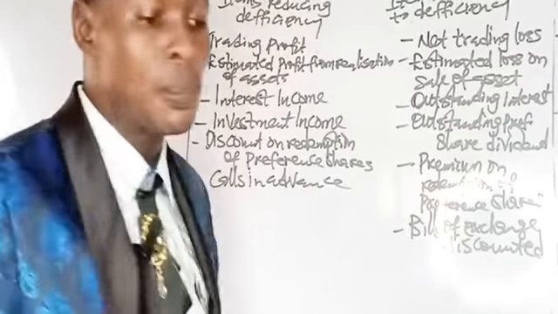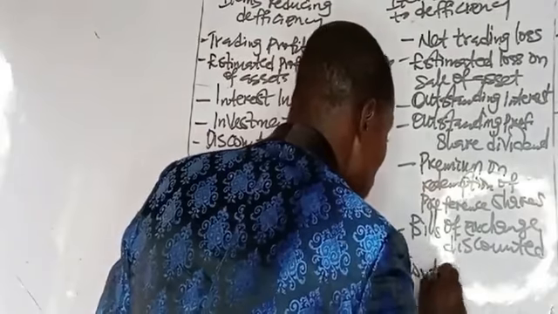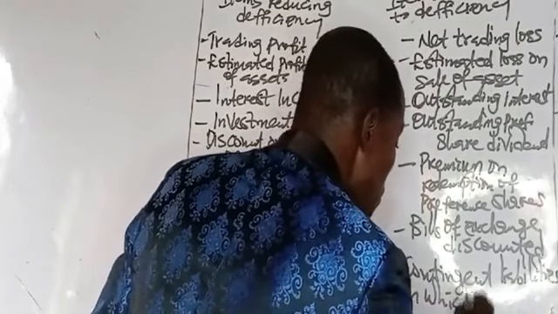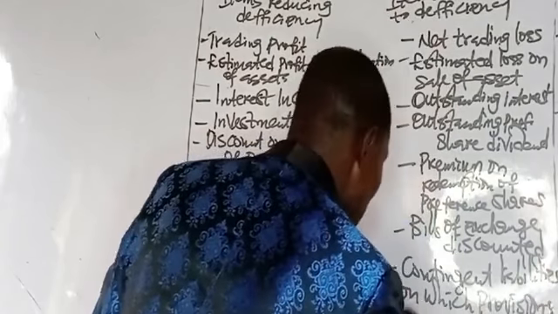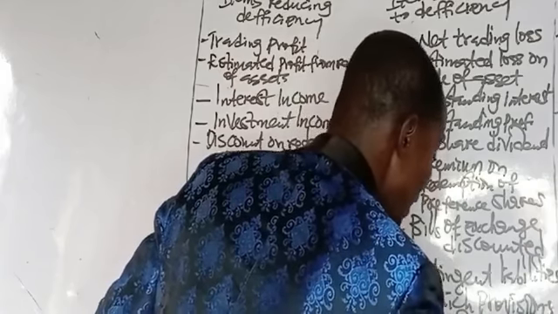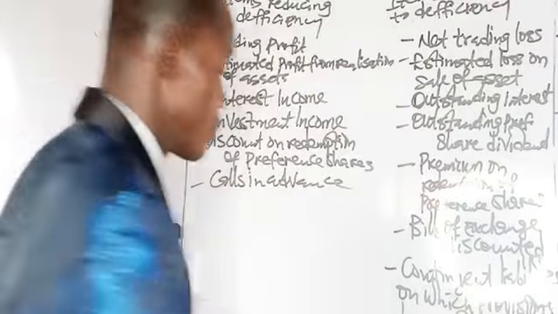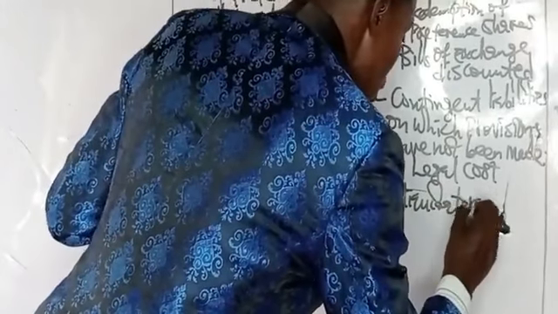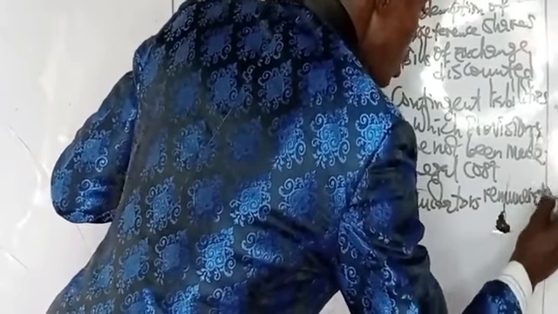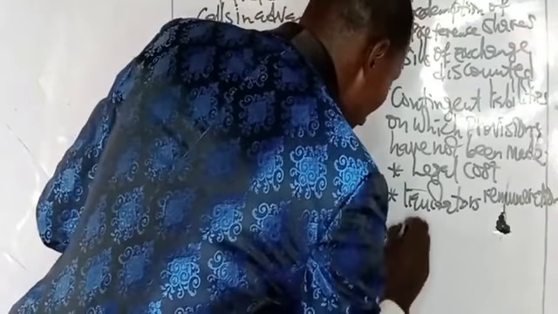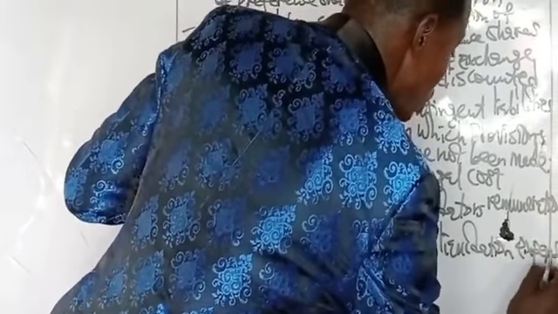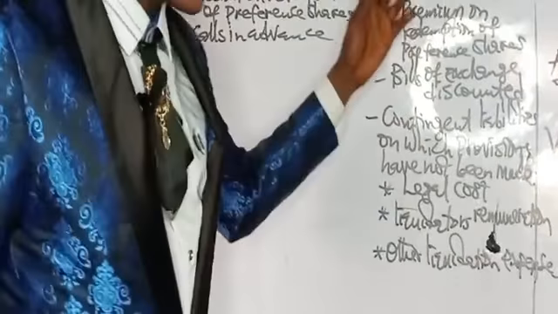Then contingent liabilities on which provisions have not been made. We mean items such as legal costs, then liquidators remuneration, then other liquidation expenses. All these items will contribute to the deficiency of an entity.